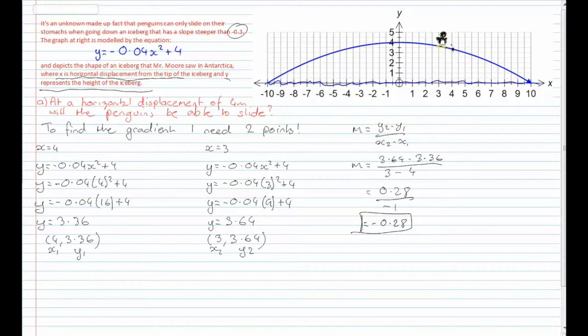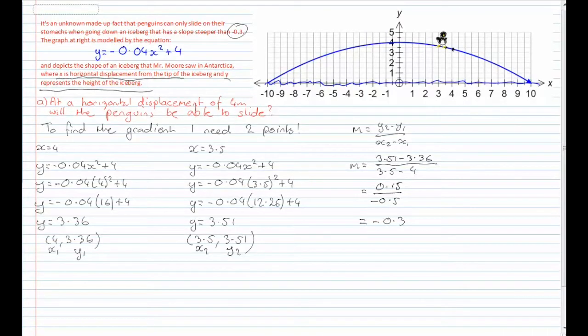This meant that according to our calculations, at a displacement of 4 meters from the tip of the iceberg, the gradient of the iceberg was not steep enough for the penguin to slide down on its stomach. This was of course until Jerry piped in with a great idea. But Tom, we can get 2 points that are closer together. That's right, Jerry came up with the idea of using the value x equals 4 and another point that was closer to x equals 4, say 3.5, in order to find the gradient between those 2 points.